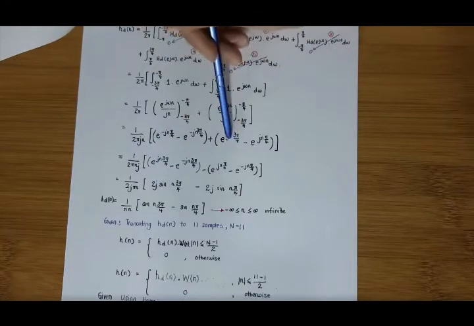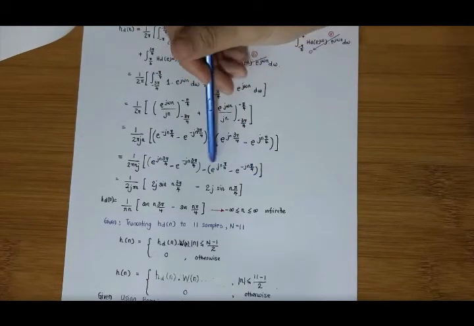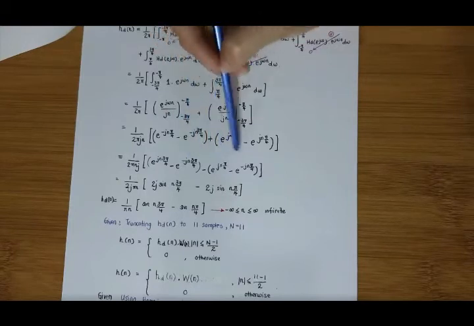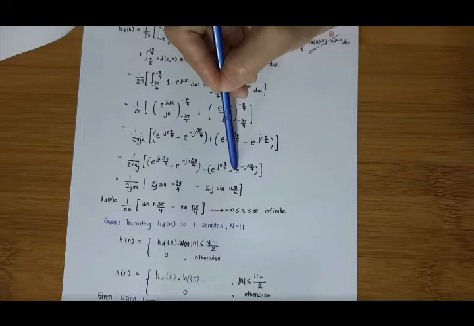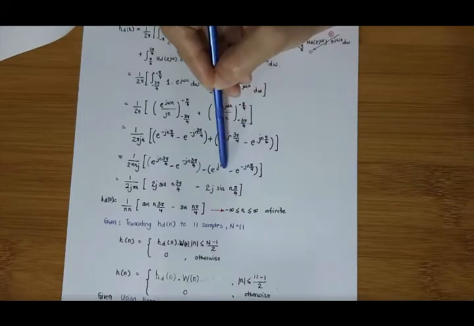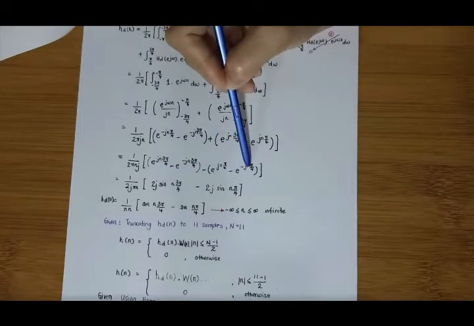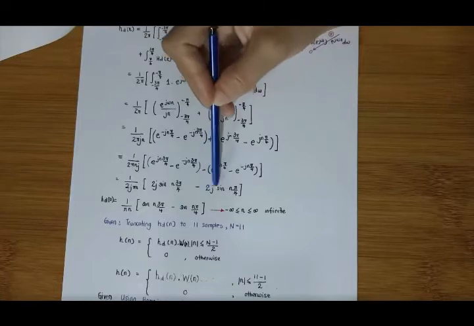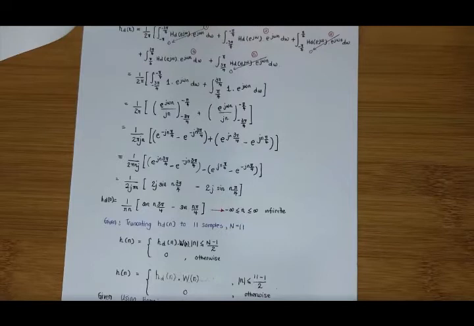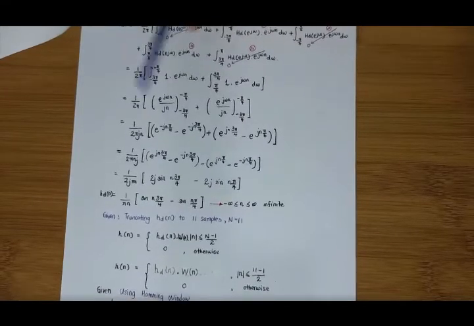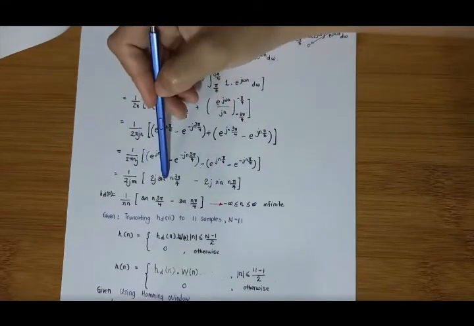Okay, same for the part 4. So same for this part. This part, we collect pi over 4 and minus of negative pi over 4. We also use the Euler rules. We have 2j sine n pi over 4. Okay, and then we simplify it.